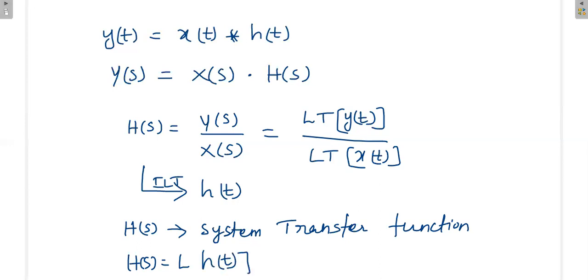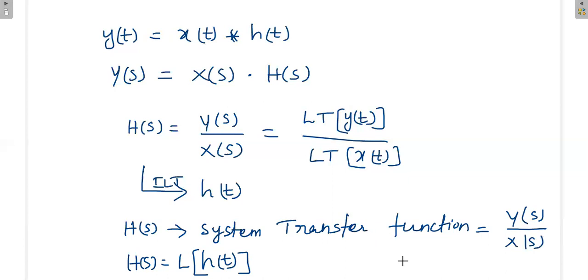So h of t is the impulse response. If you take the Laplace transform of the impulse response, then that will provide the system transfer function. So once you know the impulse response, if you apply the Laplace transform, we'll get h of s, which is the system transfer function. Or what is the other way of getting the system transfer function? Output signal Laplace transform divided by input signal Laplace transform. In that way also we can get the system transfer function.